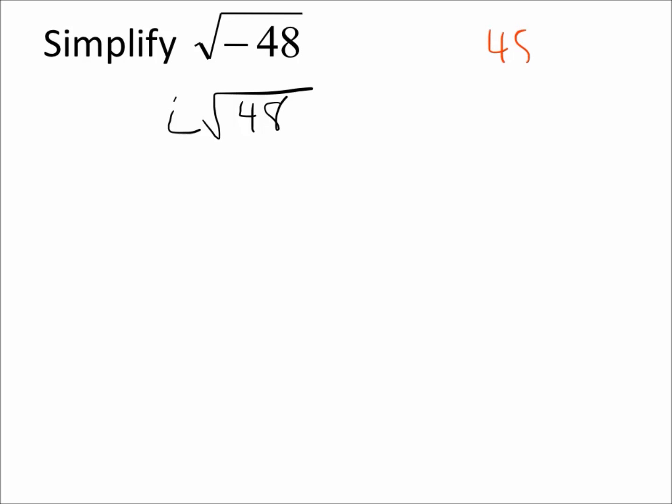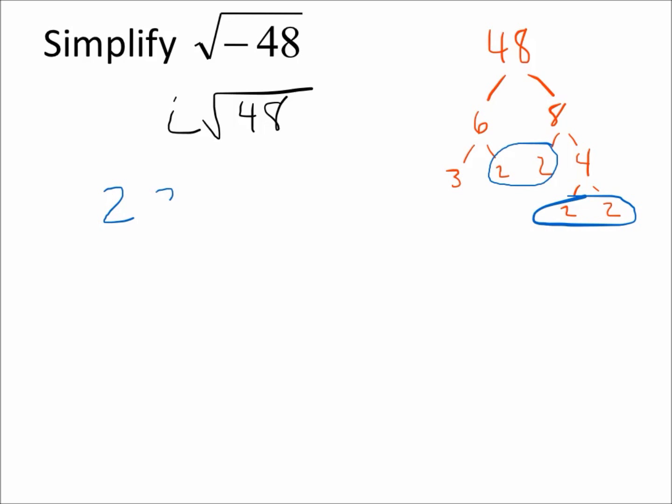So we're going to write 48 on the outside over here, and we're going to turn this into a factor tree. Well, I know 48 is 6 times 8, and 6 is 3 and 2, and 8 is 2 and 4, and 4 is 2 and 2. And now we can look for groups of two numbers that are the exact same, and we can pull them outside. Well, here's a group of two numbers that are the same. There's two 2's. So I'm allowed to pull one 2 outside. Here's another one. I'm allowed to pull another 2 to the outside.